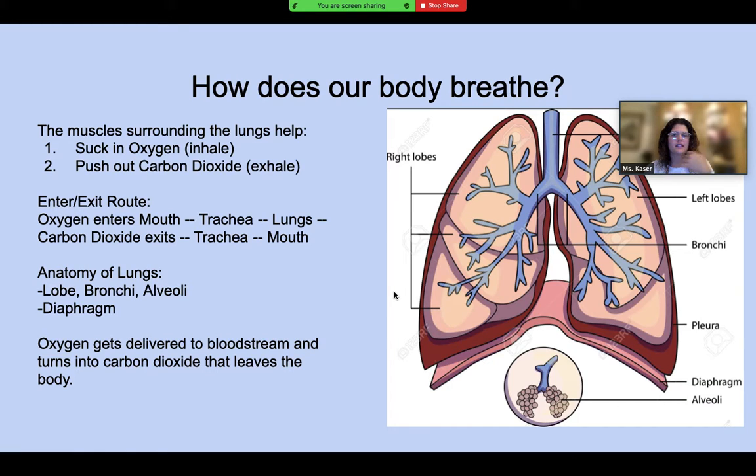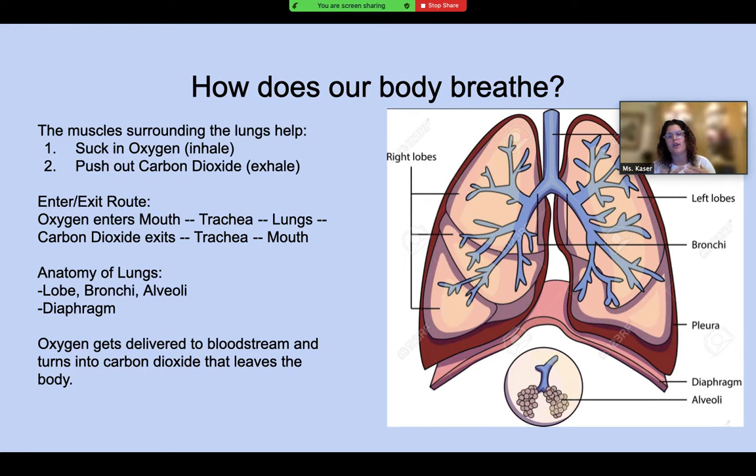All right, so how does our body breathe? This is a diagram of the lungs. It's something good to know. The anatomy of the lungs is something great to know because it will help you succeed in maybe an anatomy class you'll take in the 12th grade, right? And it's great to know this background information for PE. The muscles surrounding the lungs help suck in oxygen, or inhale oxygen, and then push out carbon dioxide, or exhale that carbon dioxide, when the body absorbs the oxygen.